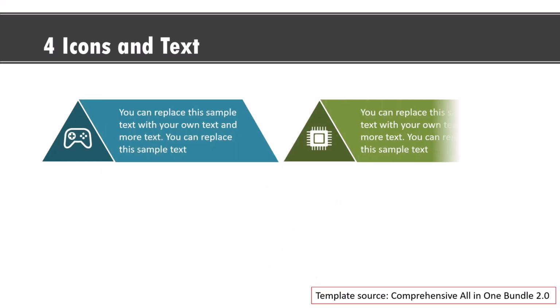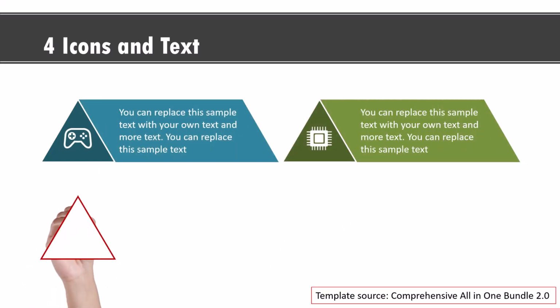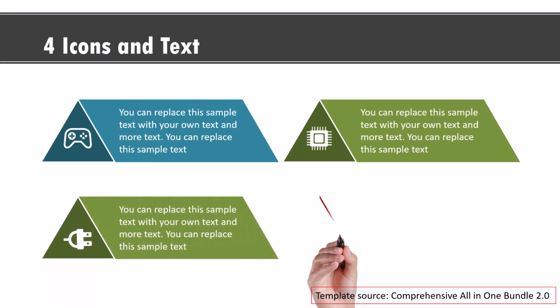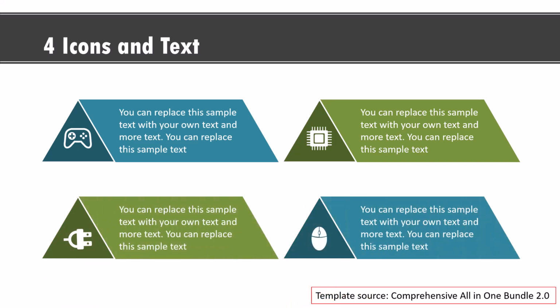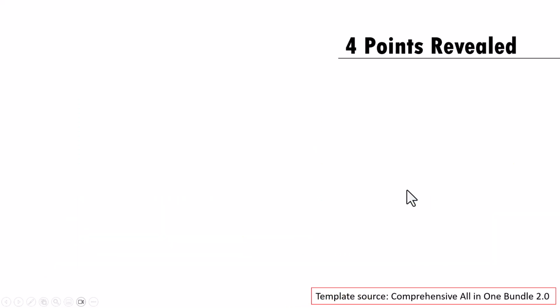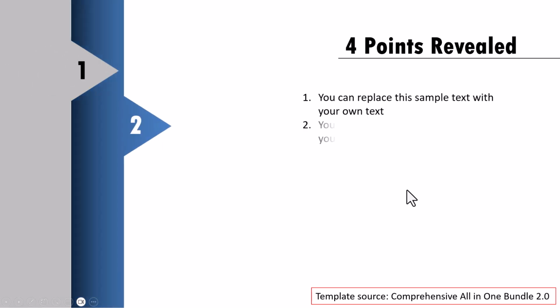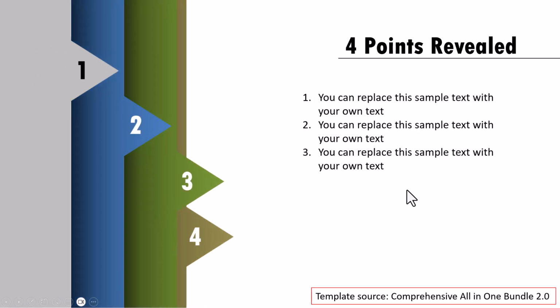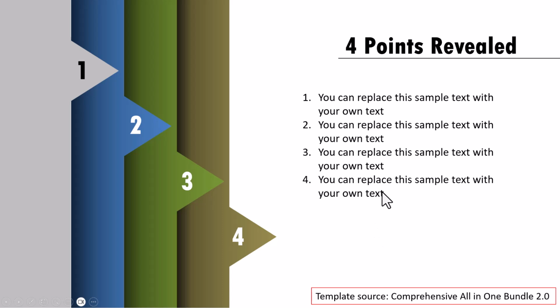one of the examples taken from our comprehensive all-in-one bundle. You can see that a hand comes and presents the icon first and then the corresponding explanation. A different way to present your list is like this, where we have the first one, the second one, the third one, and the fourth one are shown. If you want to extend this further, you can build slides for each of the points and can have this linked to those individual slides as well.